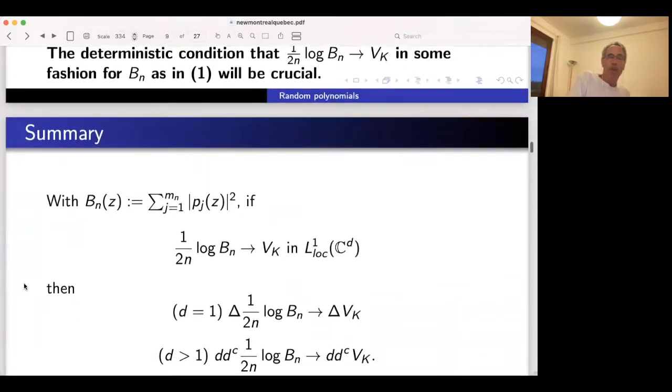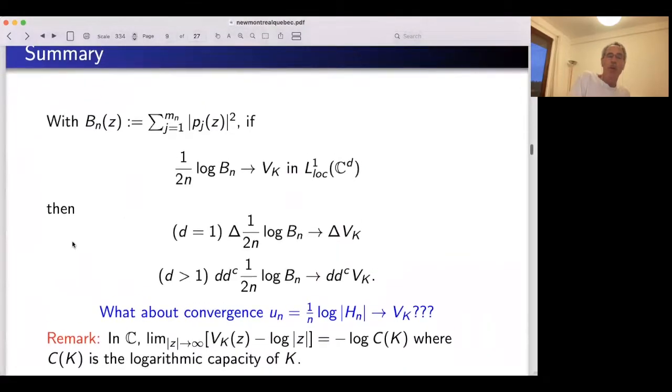Okay? If you just had L1 loc convergence of this 1 over 2n log bn sequence to v sub k, then of course any linear operator acts nicely. So in one variable, the Laplacian of those guys would converge to that equilibrium measure mu sub k, the Laplacian of v sub k. In higher dimensions, DDC of that sequence would converge to DDC of this extremal function v sub k. But what we are really interested in is convergence, not of just the 1 over 2n log bn, but that full sequence of random plurisubharmonic functions, that full sequence 1 over n log mod hn to v sub k in some appropriate sense.